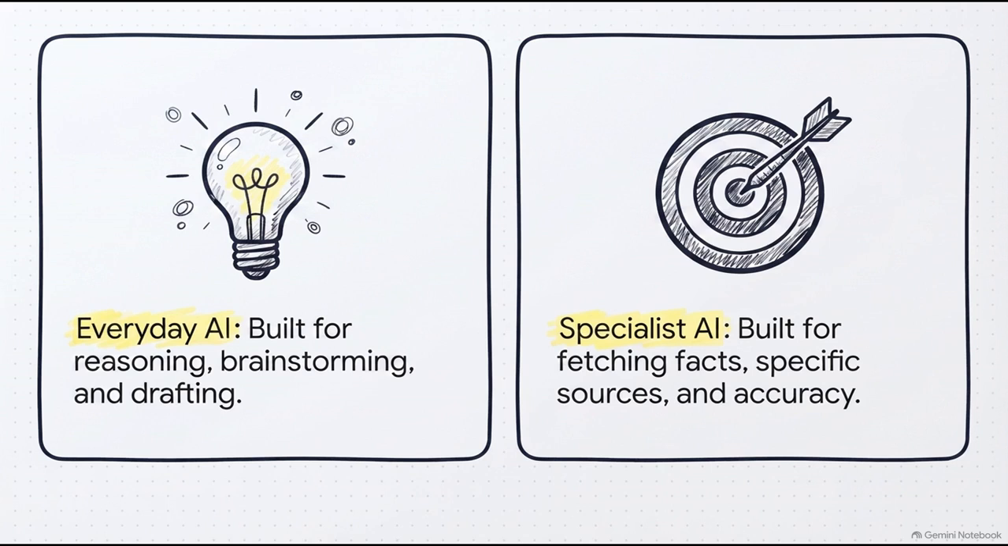Imagine you're planning a trip to Japan, right? Figuring out a fun itinerary? That's a creative reasoning task. Everyday AI is perfect for brainstorming that. But if you need to know if a very specific restaurant is foreigner-friendly and you need cited facts, you want a fetching tool. You need specialist AI.